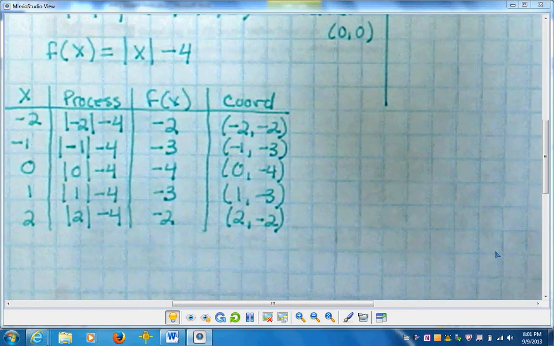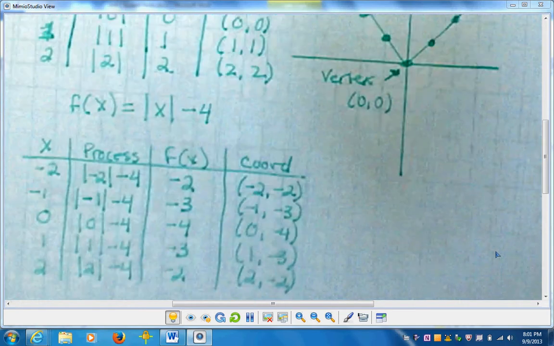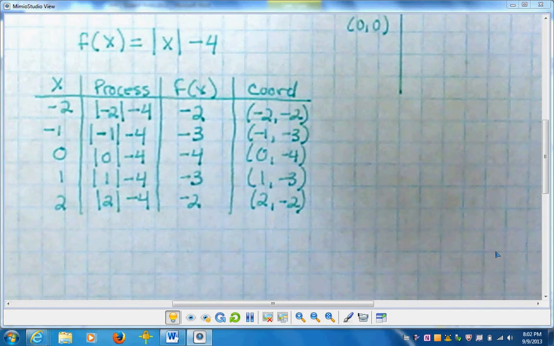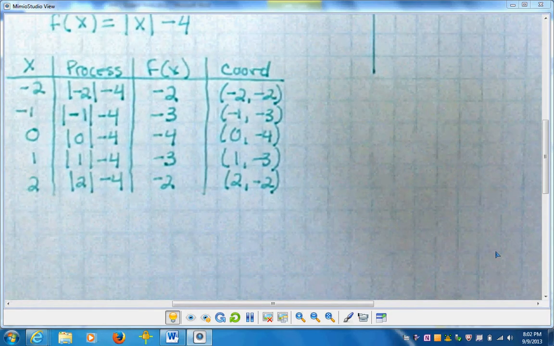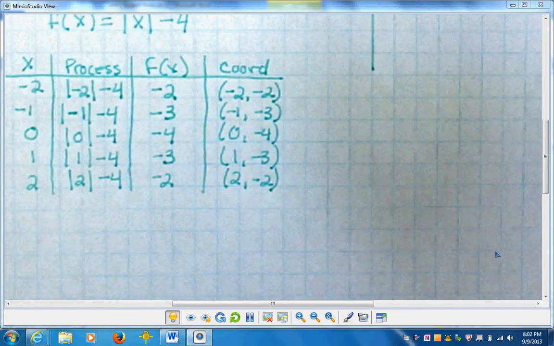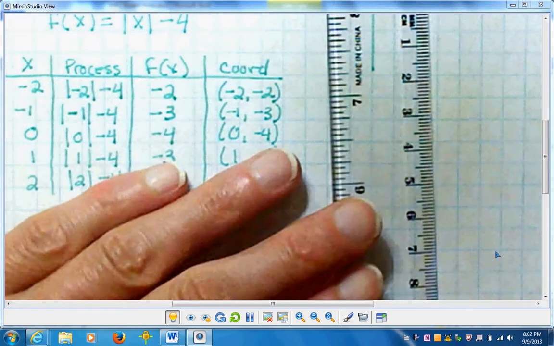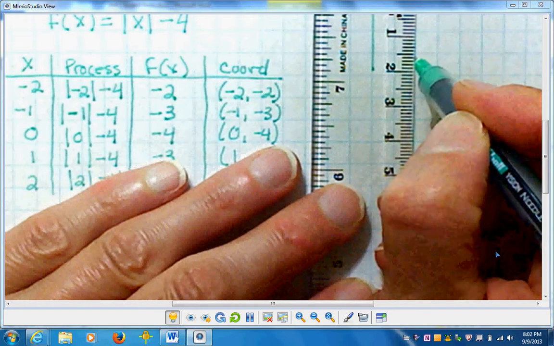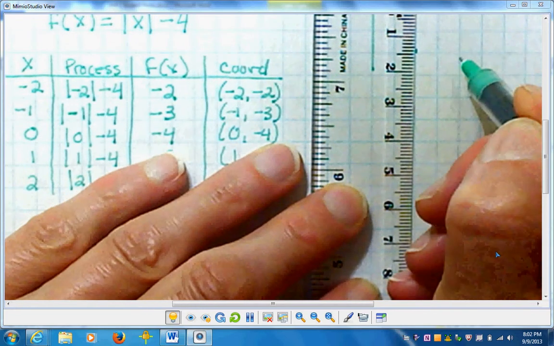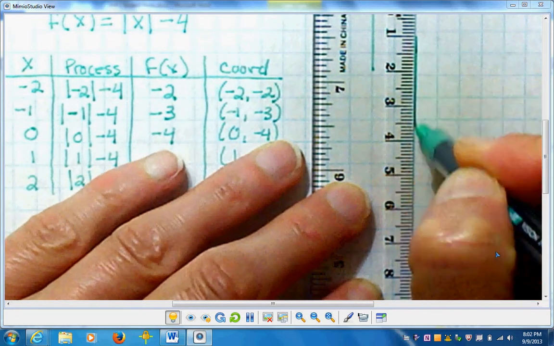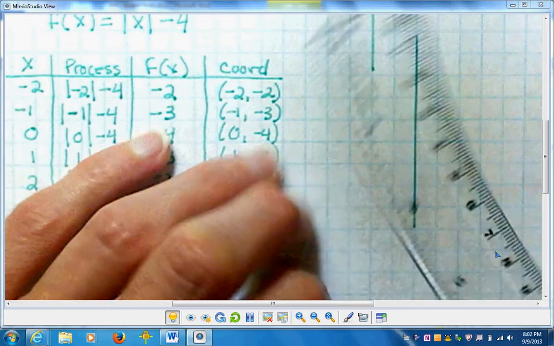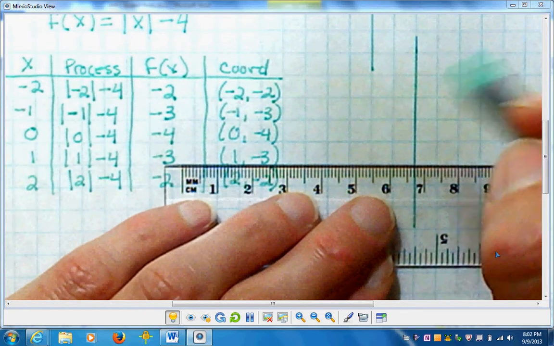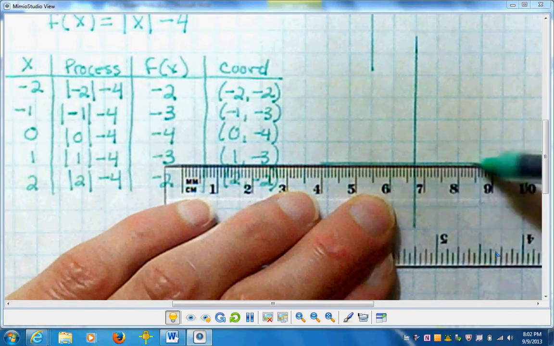Unfortunately, my paper right now is on my book, so let me move my book because there's a nice little crease there, which is keeping me from being able to graph this real nicely. So I'm going to go ahead and graph this. I'm going to use my ruler, so I'm going to put my y-axis and my x-axis.